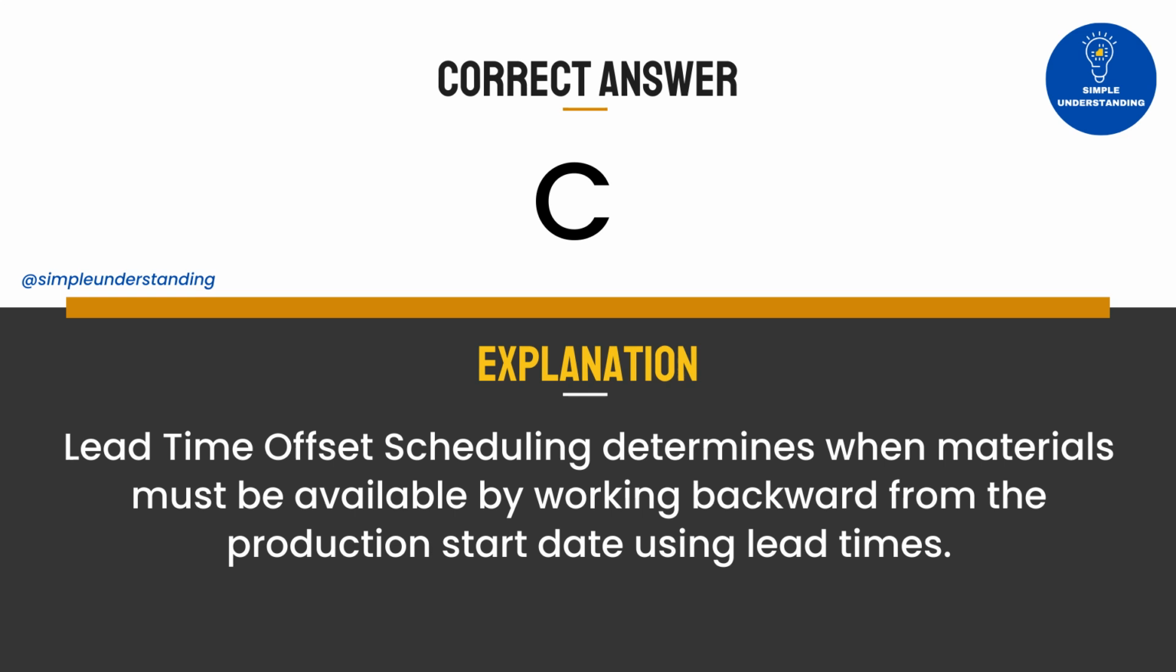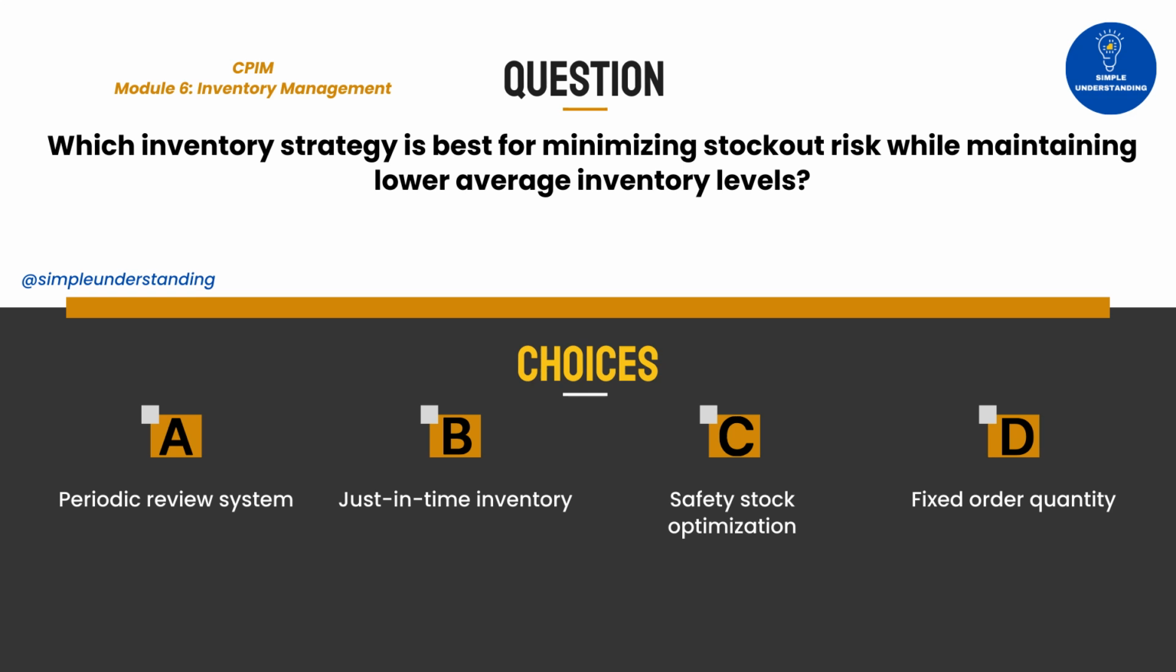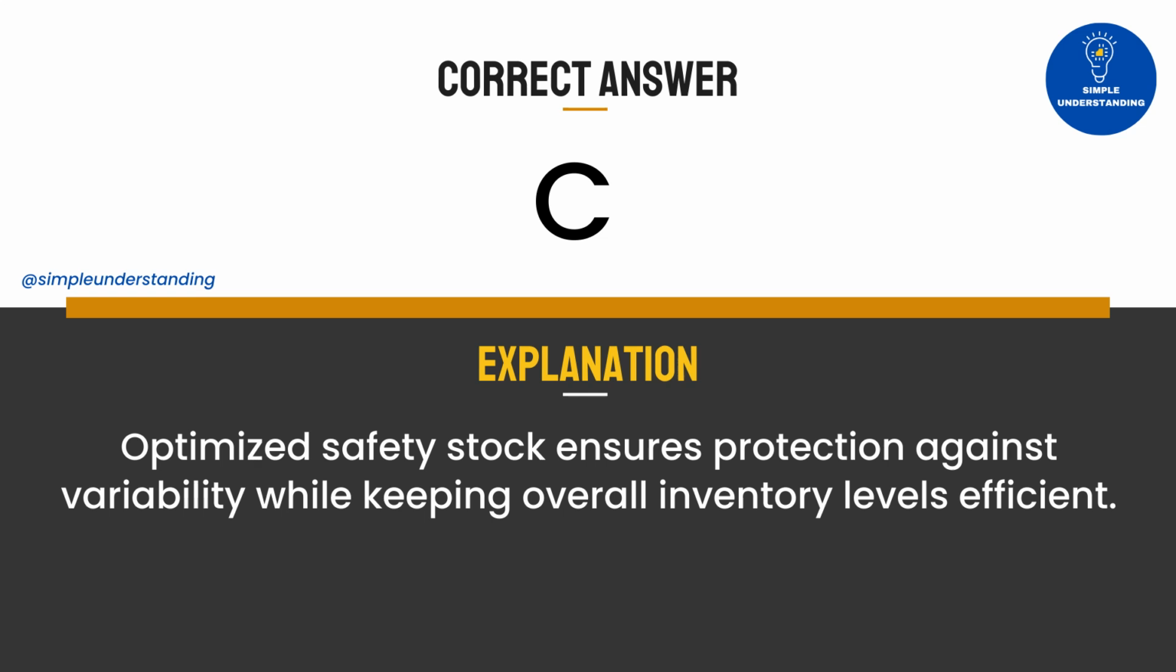Let's begin with Module 6, Inventory Management. Question 1. Which inventory strategy is best for minimizing stockout risk while maintaining lower average inventory levels? A. Periodic review system. B. Just-in-time inventory. C. Safety stock optimization. D. Fixed order quantity. Correct answer, C. Explanation. Optimized safety stock ensures protection against variability while keeping overall inventory levels efficient.